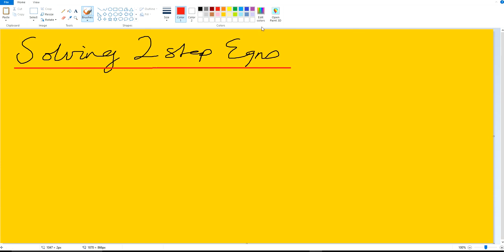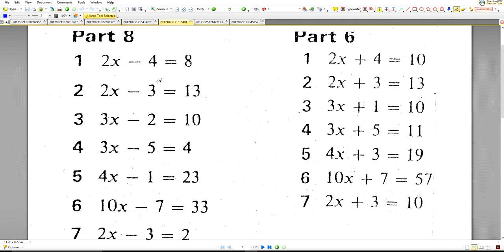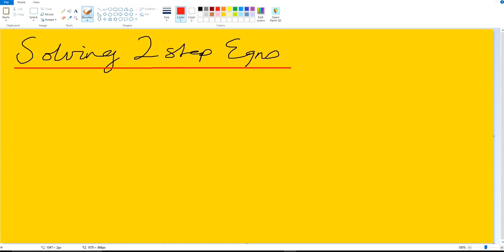Today we're looking at solving two-step equations. Let's have a look at where the equation starts. This is our exercise, called part 6 and part 8. We're doing the SAT style questions where they give you 2 steps to solve. So x has been timed by 2, add 4 equals 10. Let's have a look at that question first: 2x plus 4 equals 10. Let's write that equation down.